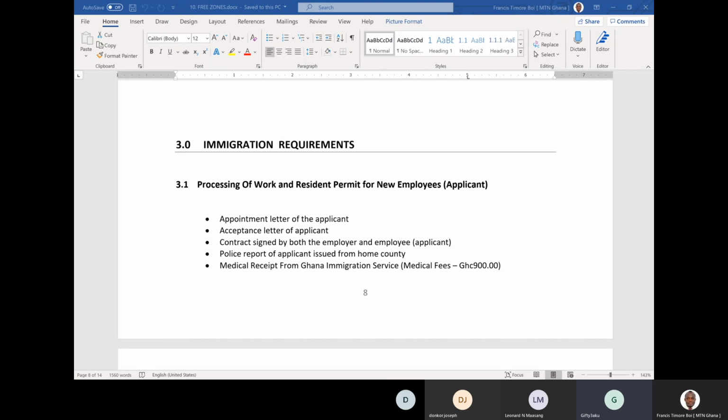Paragraph 9. Subsection 1. A free zone developer or an enterprise granted a license under the Free Zones Act 1995, Act 504, is exempt from the payment of income tax on profits for the first 10 years. Subsection 2, it's the same thing here. The period specified in subparagraph 1 commences from the date of commencement of operation.